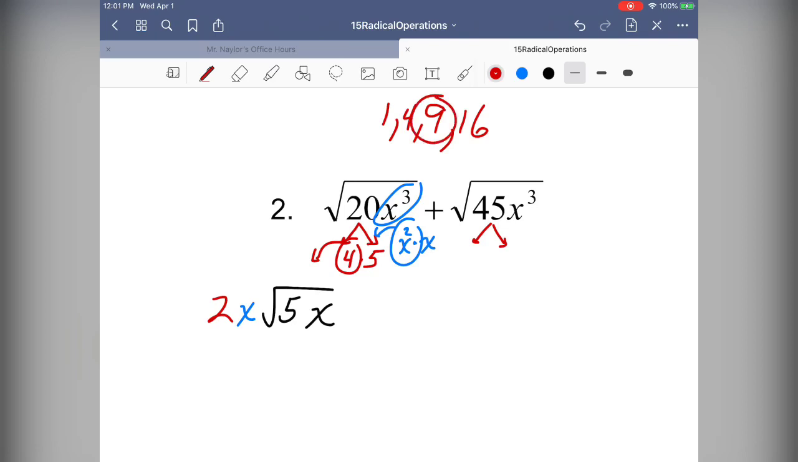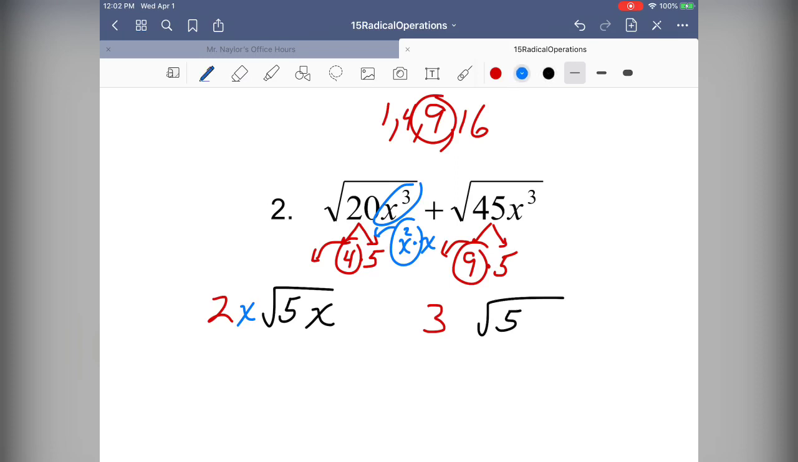Well, 9 is the perfect number that's inside of 45. But you have to think of it as 9 times 5. The 9 is going to come out. It comes out as a 3 because you take its square root. It leaves behind the 5.